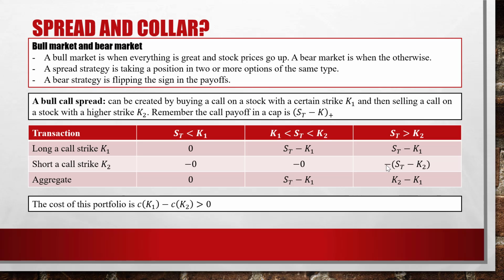And now the aggregate. We basically just add column by column. So first, 0 plus minus 0 is just 0. The second case, S_T minus K1 minus 0 is S_T minus K1. And the last case should be K2 minus K1.